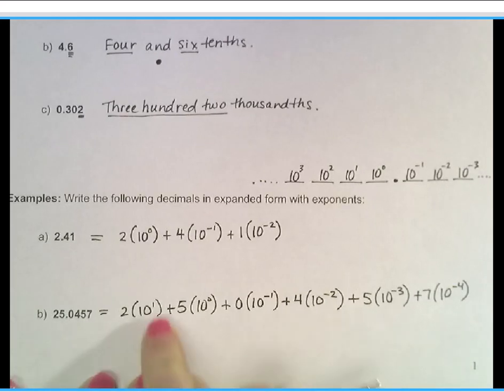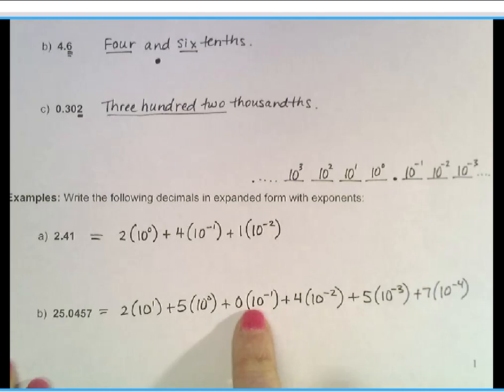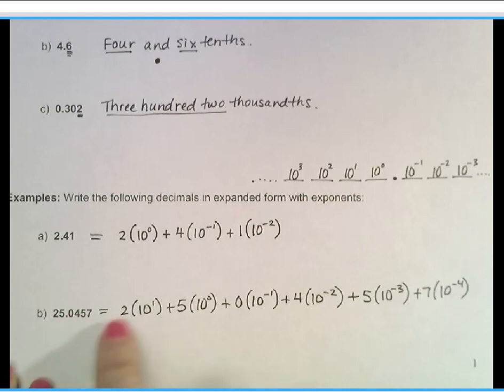So look at the exponents. It goes 1, 0, negative 1, negative 2, negative 3, negative 4. It should trail off like that. And so that's why I like to put any zeros in there as a placeholder, so you can make sure that you've got all the exponents in the right places. And then the numbers themselves go in order: 2, 5, 0, 4, 5, and 7. So that would be expanded form with powers of 10 or exponents.